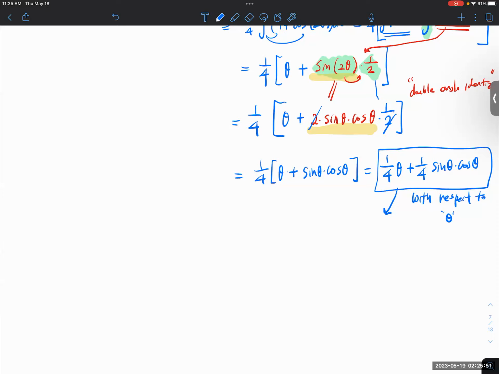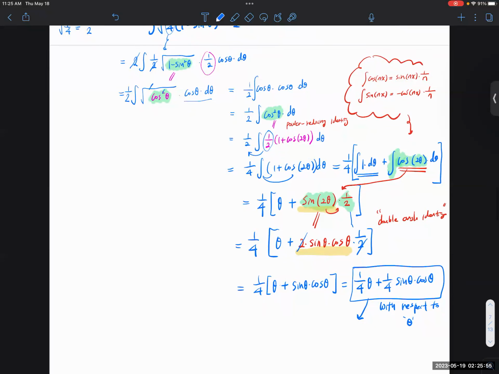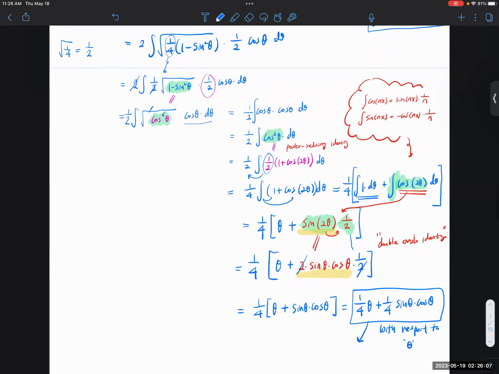So what we're going to do, we need to evaluate what the theta is. Here we utilize a couple of identities to reduce the second power or second angle to the first angle. So power reducing identity, double angle identity. Keep in mind what I did. So we found the answer kind of, but I want to go back to the x variable.